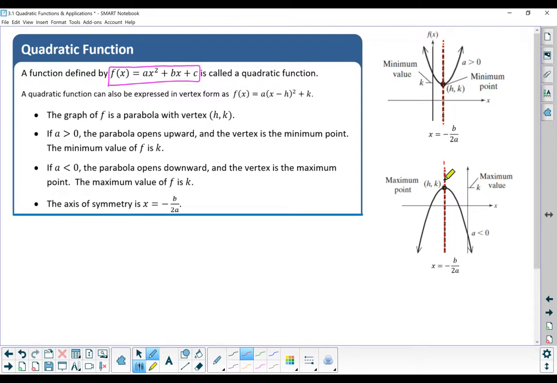So the axis of symmetry is this sort of imaginary line that cuts the parabola in half, and both sides of the parabola are identical or a reflection of each other. And the way that you can calculate the axis of symmetry is that it's equal to negative b over 2a, so using the coefficients of the equation.